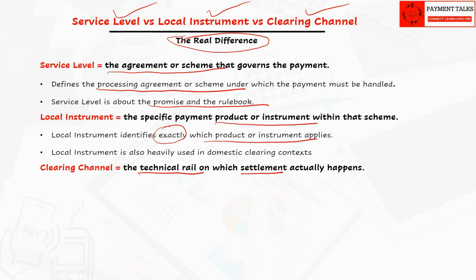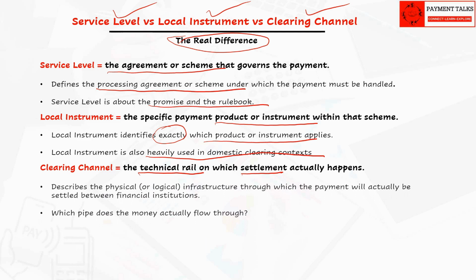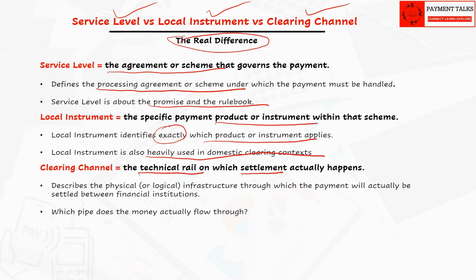Local instrument is also heavily used in domestic clearing contexts, where there is no overarching international scheme code, but the payment must be tagged with the correct domestic product type for the local clearing infrastructure. Next is clearing channel. Clearing channel is an entirely different concept. It does not describe the scheme. It does not describe the product. It describes the physical or logical infrastructure through which the payment will actually be settled between financial institutions.